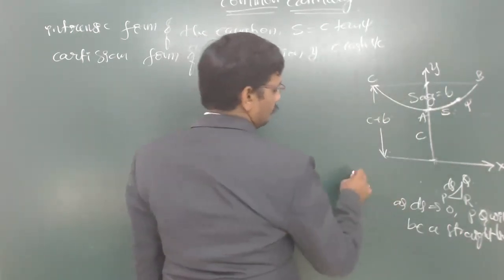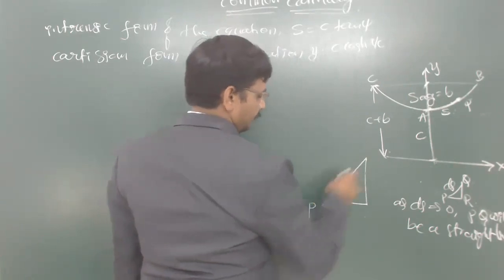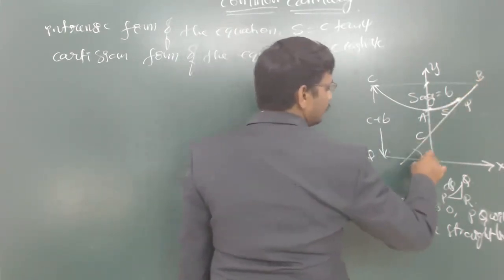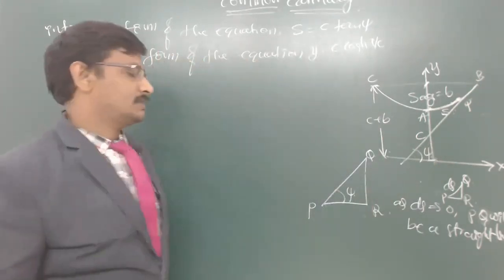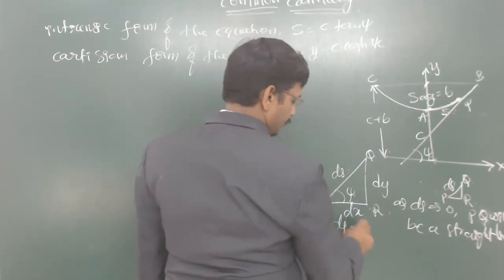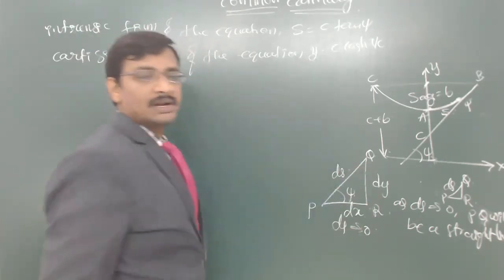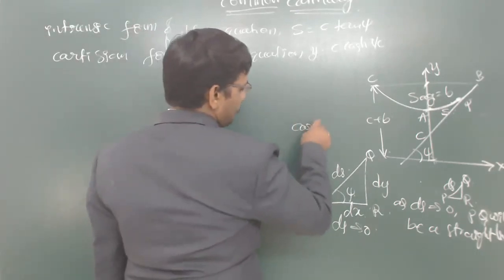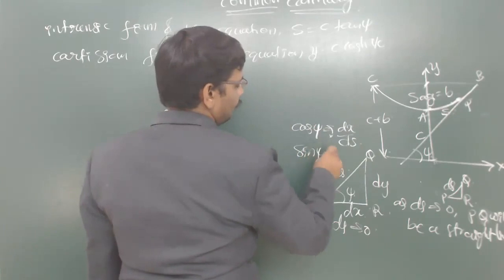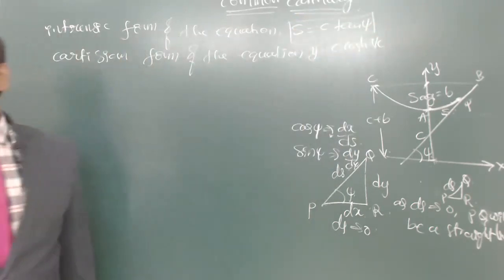Now from there, this angle is psi, or actually I will enlarge this. So this is P, this is Q, and this is R, and this angle will be psi. If you draw a tangent, this is the angle psi that it makes with respect to the x-axis. This is dx, this is dy, and this is ds, and ds tends to 0. So one important conclusion is that this is a right angle triangle. So cos psi is equal to dx by ds, and sin psi is equal to dy by ds, and we have the intrinsic equation, that is S is equal to C tan psi, right?